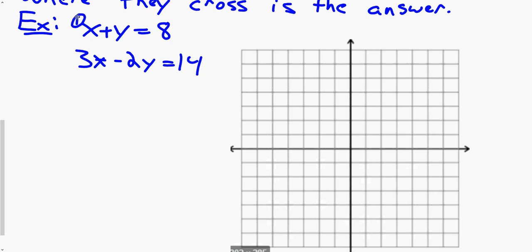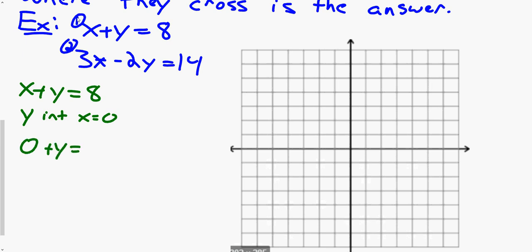Okay, I'm going to call this one number 1, this one number 2. I'll do them in different colors too. So my first one is x plus y equals 8. So if I graph it, my y-intercept, what does x equal then? 0. Yeah. Okay. So if I put 0 in for x, what does y equal? 8. So my y-intercept is at 0 and 8.